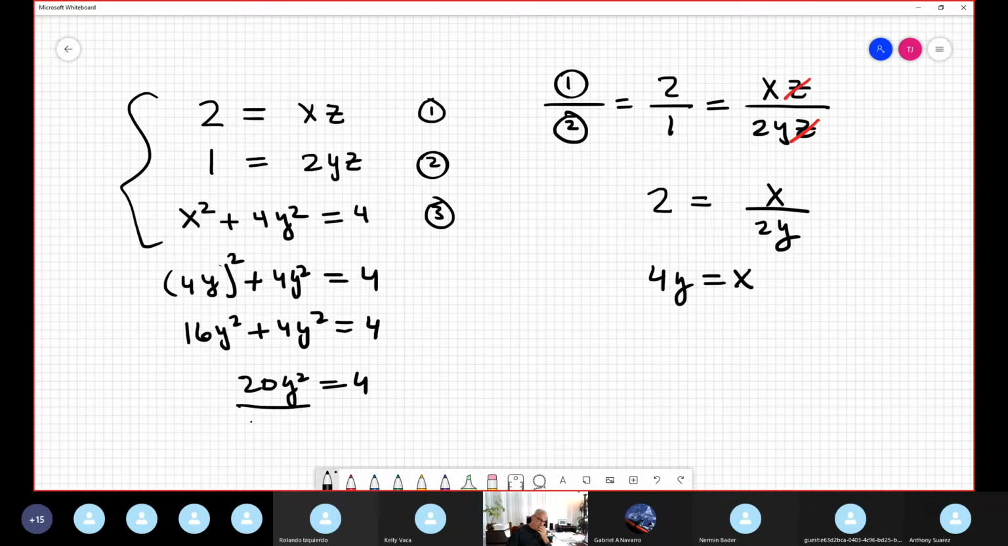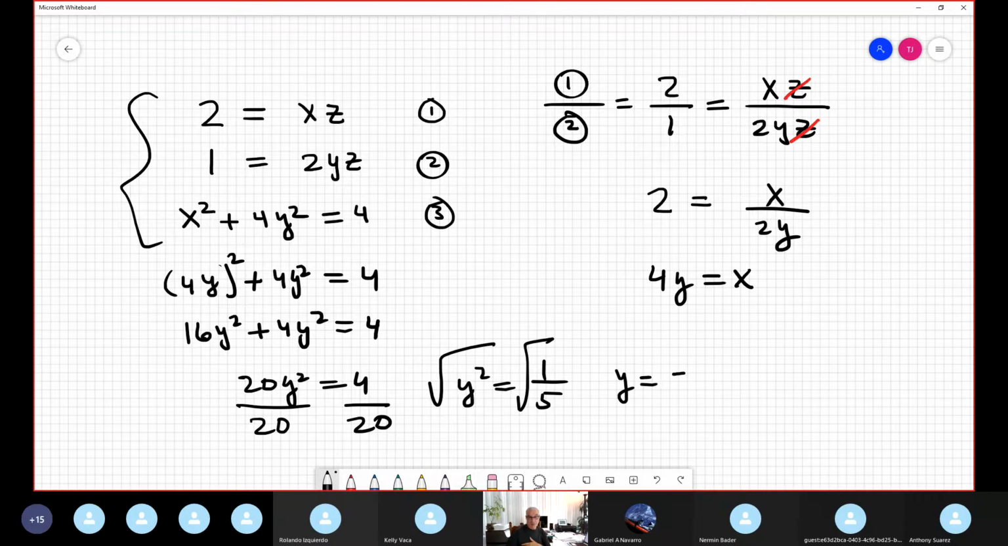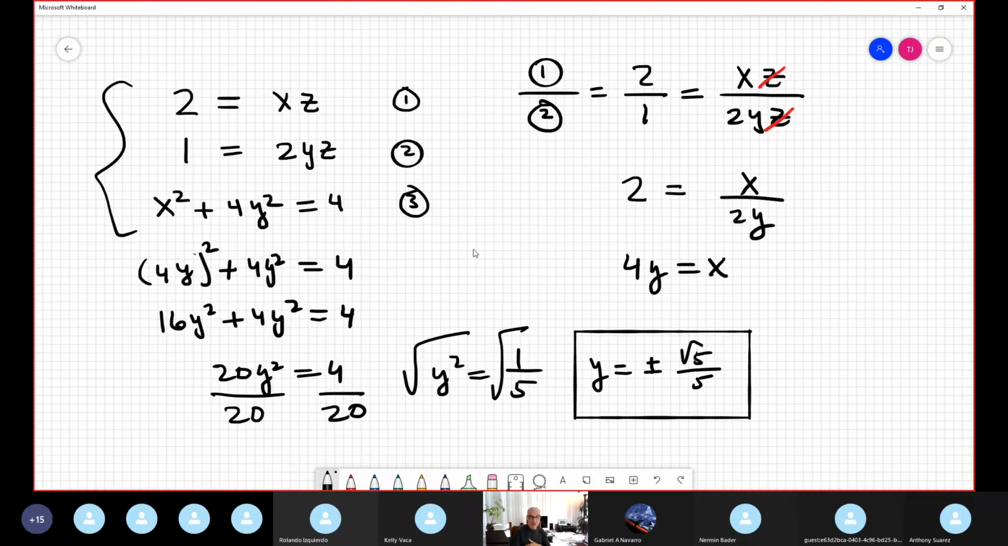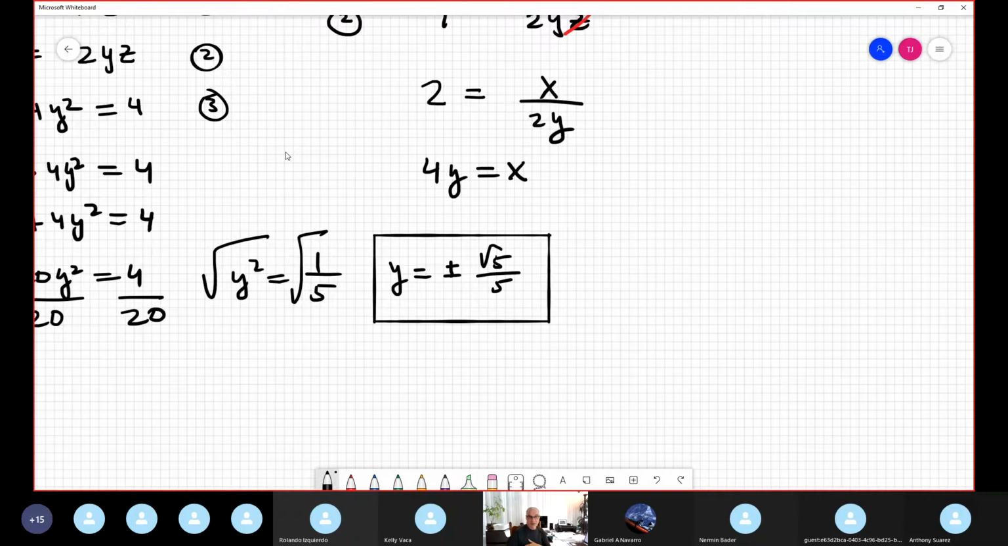Divided by 20 both sides. Y squared equals 1 over 5. Therefore, you apply square root both sides. Y alone is plus and minus 1 over radical 5, or radical 5 over 5 after the rationalization. This is the y value. The x value is easy to find because it's only multiplied by 4. So x is, you take this expression.